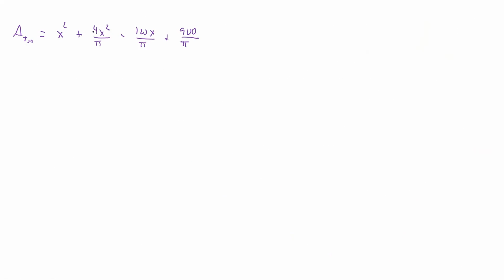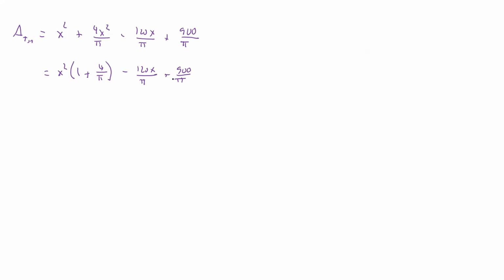Now, what do we have here that we notice? Well, we notice we have an x squared and an x squared. So maybe what we'll do is we'll pull out an x squared here, and what's left is 1. Then we have plus, and here we have 4 over pi. And then what do we have? Well, we still have the minus 120x over pi, and then plus 900 over pi. Okay. Now, this is an x squared and an x and that.